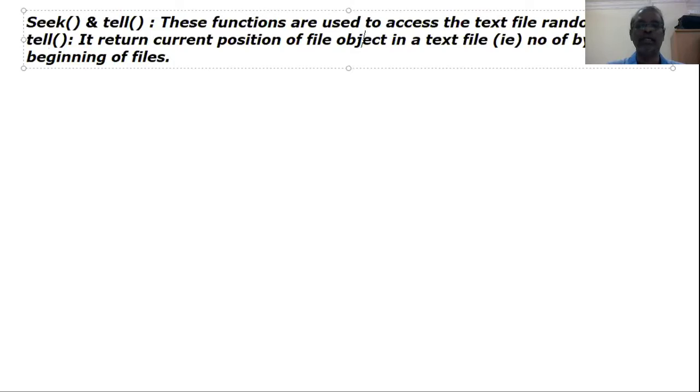Our file contains some text, for example, hello world. If you use read of 5, the first 5 characters will be displayed. Now, if you use tell, it returns the number 6. That means 5 bytes are already read, so now the file pointer will be available at the 6th location. So tell returns 6. It returns the current position of the file object in a text file, that is, the number of bytes from the beginning of the file.